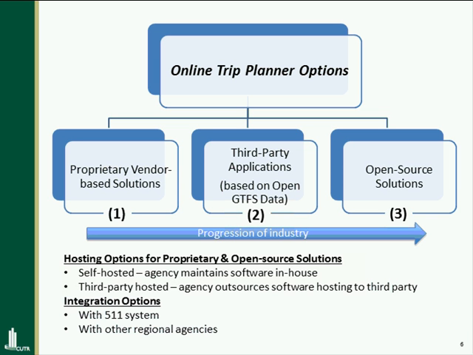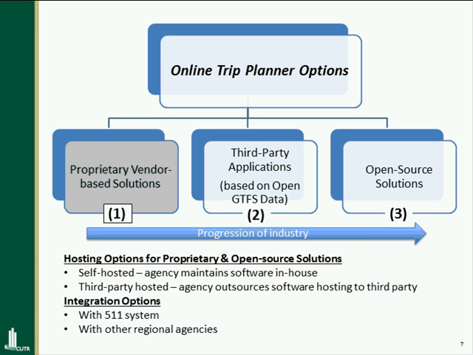So when we're looking at number one and number three especially, it really breaks down into an agency can either host these services in-house or they can be hosted by third parties. And then a further distinction as well is there can be integration with different agencies, and two examples of those are with 511 systems or with other regional agencies. So with that, we're going to break down and look at these categories individually. I'm going to turn it over to Justin at this point, and he's going to talk about the proprietary vendor-based solutions. Okay, thank you, Sean.